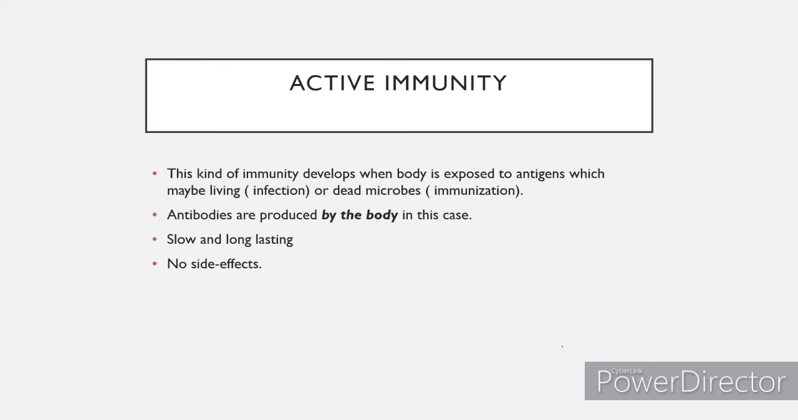So active immunity. This kind of immunity develops when the body is exposed to antigens which may be living, that is through an infection or a disease, or dead microbes, which is through immunization or vaccination. So antibodies are produced by the body in this case. It's very important to understand that the antibodies in active immunity are produced by the body. Nobody is injecting antibodies into the body, but the antibodies are produced by the body itself. Only the antigens are being injected into the body. Antigen is otherwise also referred to as a pathogen or a virus or a bacteria.